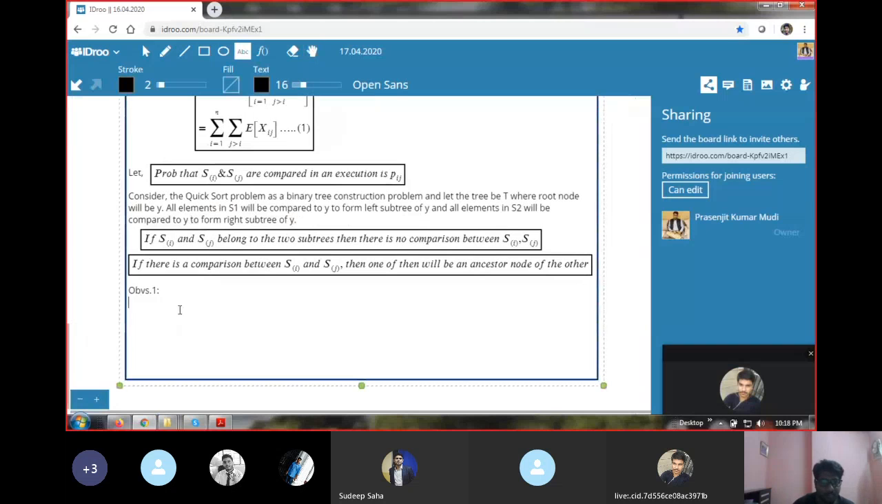One observation is... okay. So before that, to understand that, we are interested in the level order traversal of T.